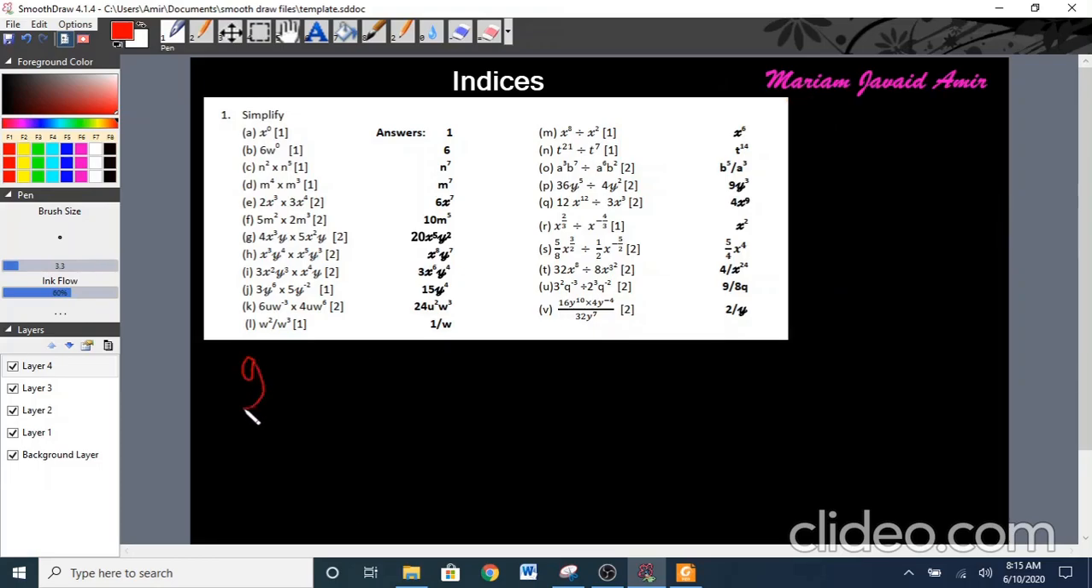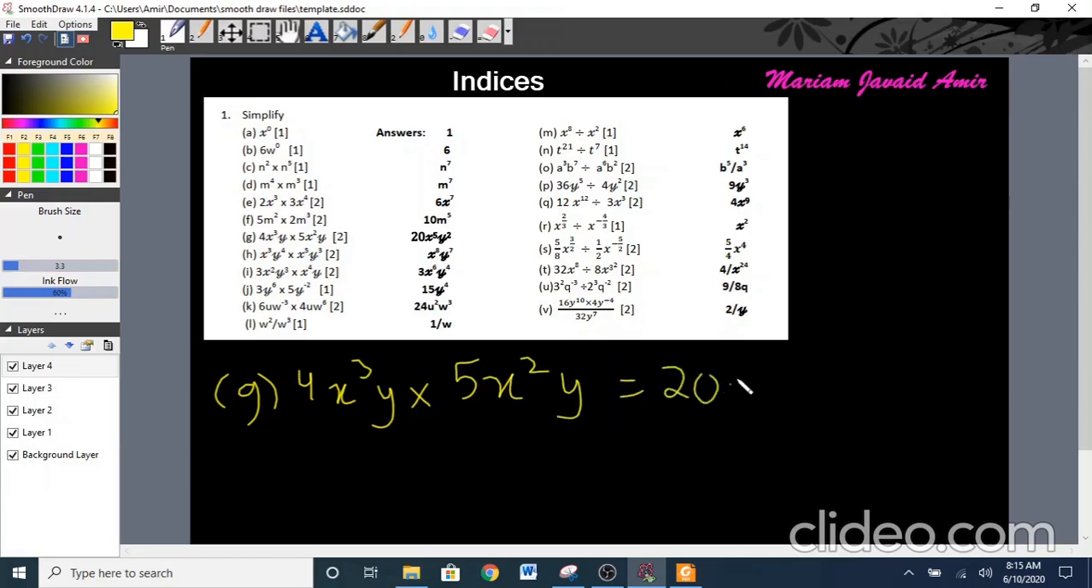Part G, 4x cubed y times 5x squared y, which becomes 4 times 5 is 20, x power 3 plus 2 is 5, and y power 1 plus 1 is 2.